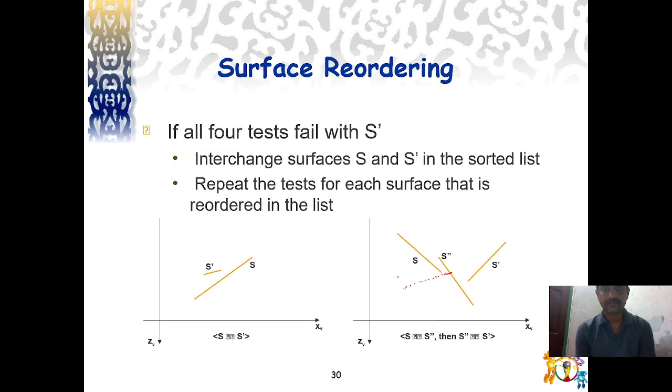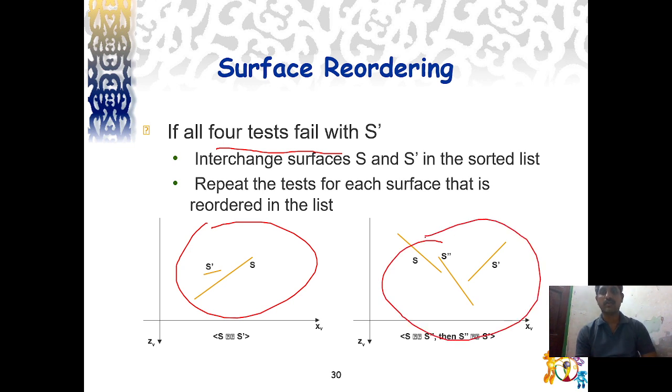If all four test cases fail with S, then interchange the surfaces S and S dash in the sorted list. So now we can interchange S and S dash, S, S dash and S double dash. Then repeat the test for each surface, that is, reordering the list. So whenever the four test cases fail, we go for reordering of the particular surfaces.